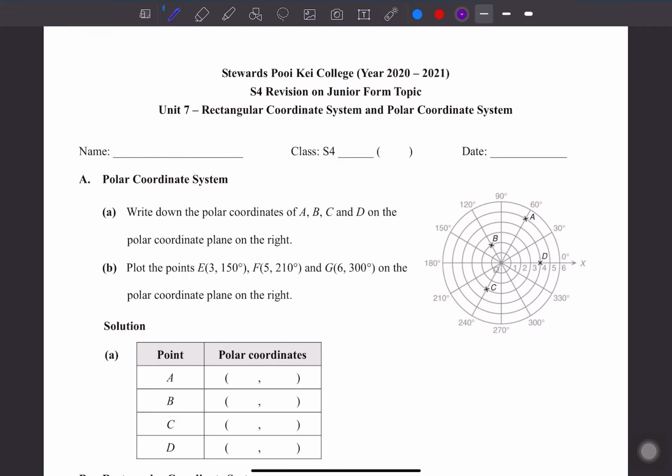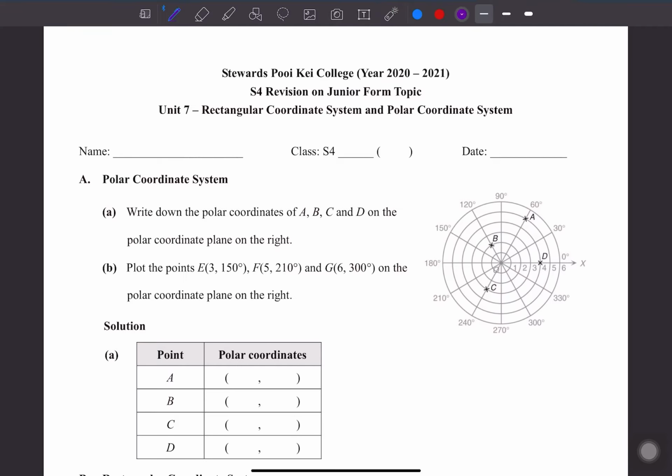How about the second part? You need to remember, in the polar coordinate system, the polar axis is the positive x-axis. So this arrow represents the zero angle, and you rotate anti-clockwise to this. This is the second part of the polar coordinate system.